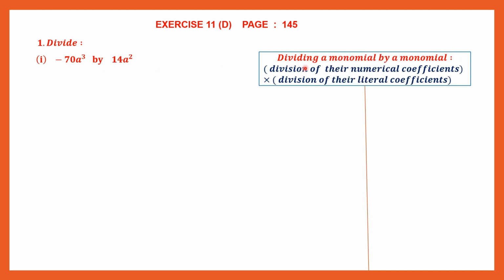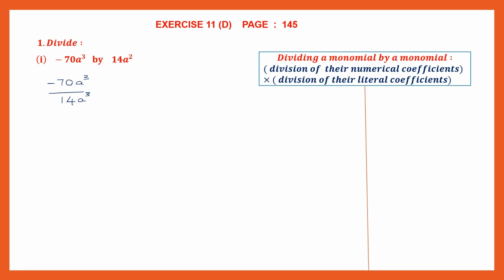So here when you divide a monomial by a monomial, first we have to do division of the numerical coefficients. That means divide the numbers alone first and then multiply with the division of the literal coefficients. So the first one we will do it in detail and then later you'll get used to it and be able to do it faster. So here the question is minus 70a cube divided by 14a square.